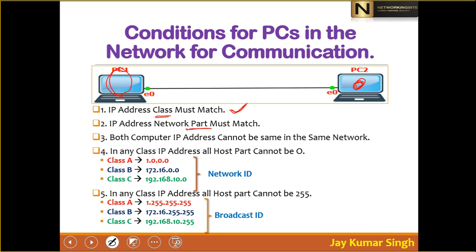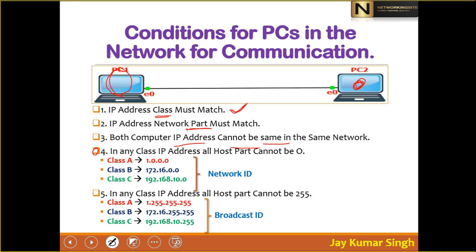The second condition is that the IP address network part must match. Now the third: both computers' IP addresses cannot be the same. If your IP is the same as my IP, we cannot communicate, right? We will get an error, like an IP conflict error message.